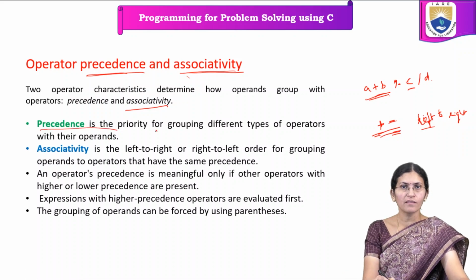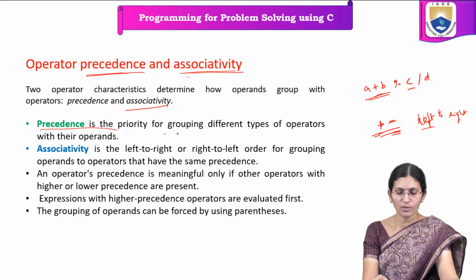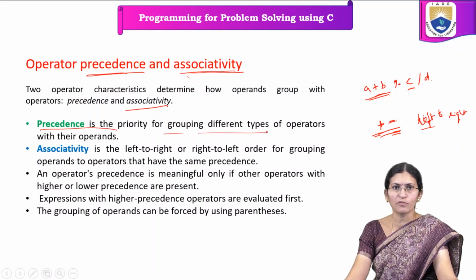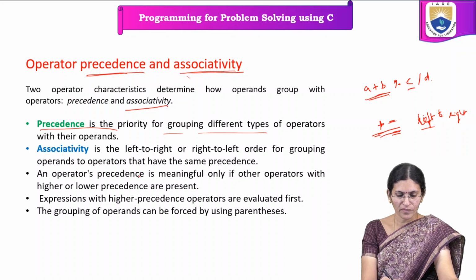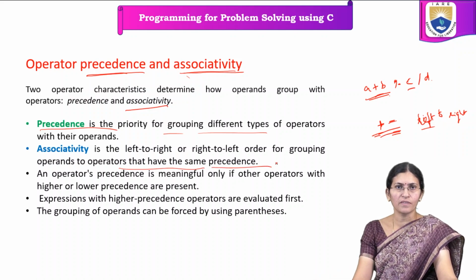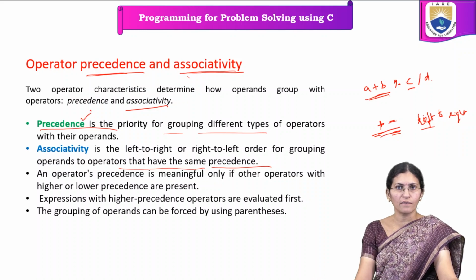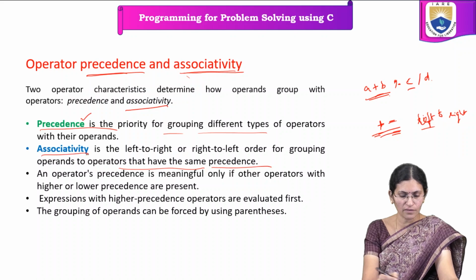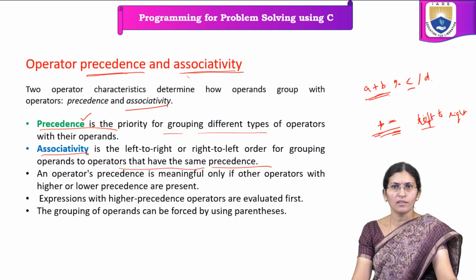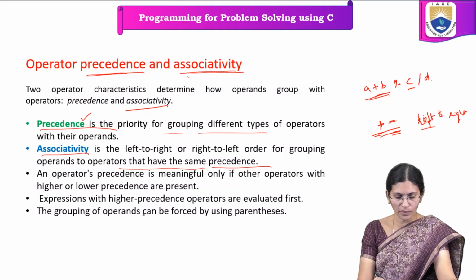So precedence is a priority. It is nothing but priority for grouping different types of operators with their operands. Whereas associativity is left to right or right to left order for grouping the operands to operators that have the same precedence. So precedence comes into picture when two different operators have different priority, whereas associativity comes into picture when in an expression we have two operators which have the same precedence or same priority.